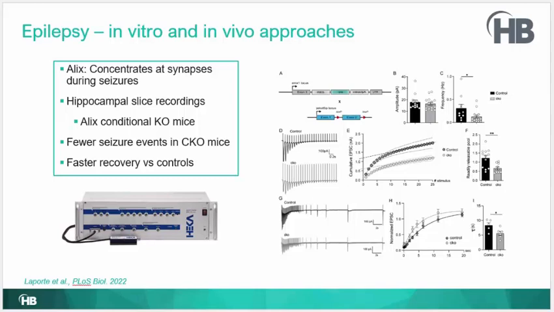In this particular study, the group started with doing hippocampal slice recordings using ALIX conditional mice. And what they found was with these conditional knockouts, there are fewer seizure events, and there's also faster recovery time when seizure events happen as compared to controls. And so this is patch clamp data collected by our HEKA EPC10 amplifier.